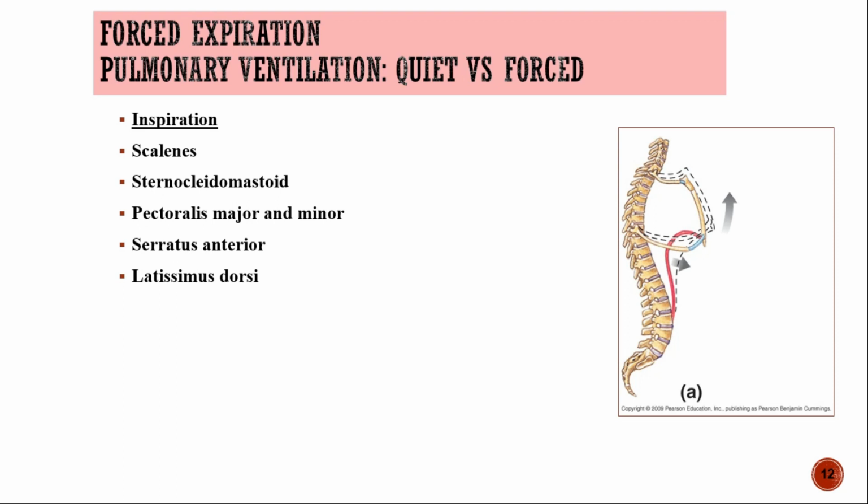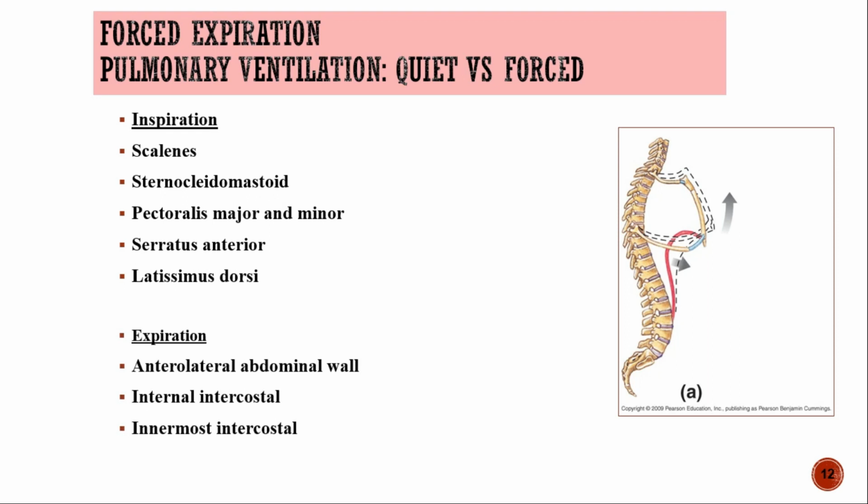Then, active expiration utilizes the contraction of several thoracic and abdominal muscles. These muscles act to decrease the volume of the thoracic cavity. For example, the anterolateral abdominal wall increases the intra-abdominal pressure, pushing the diaphragm further upwards into the thoracic cavity. The internal intercostal muscles depress the ribs, and the innermost intercostal muscles also depress the ribs.